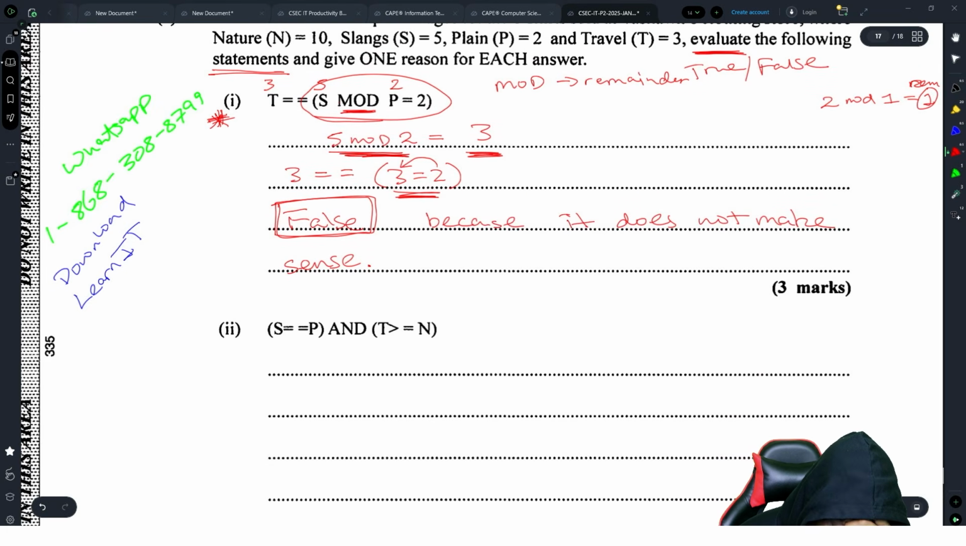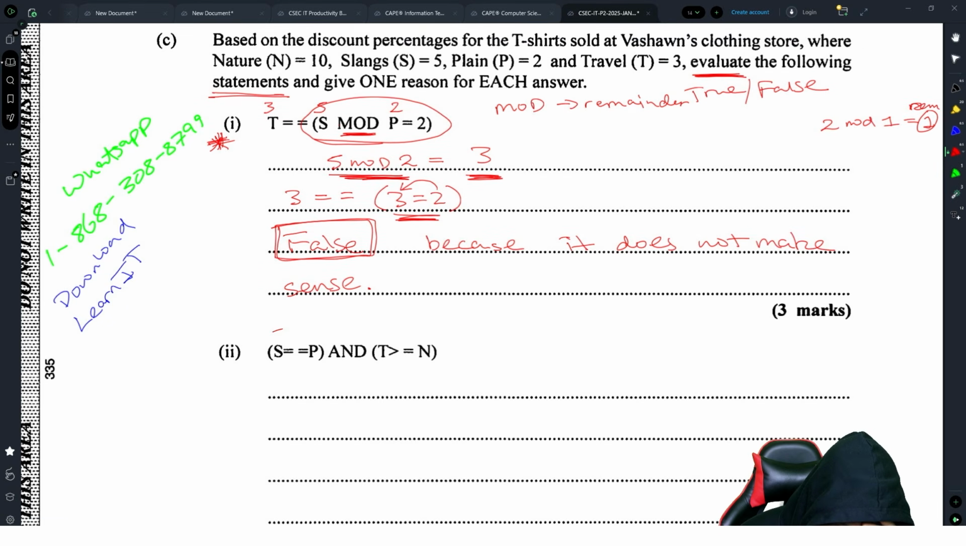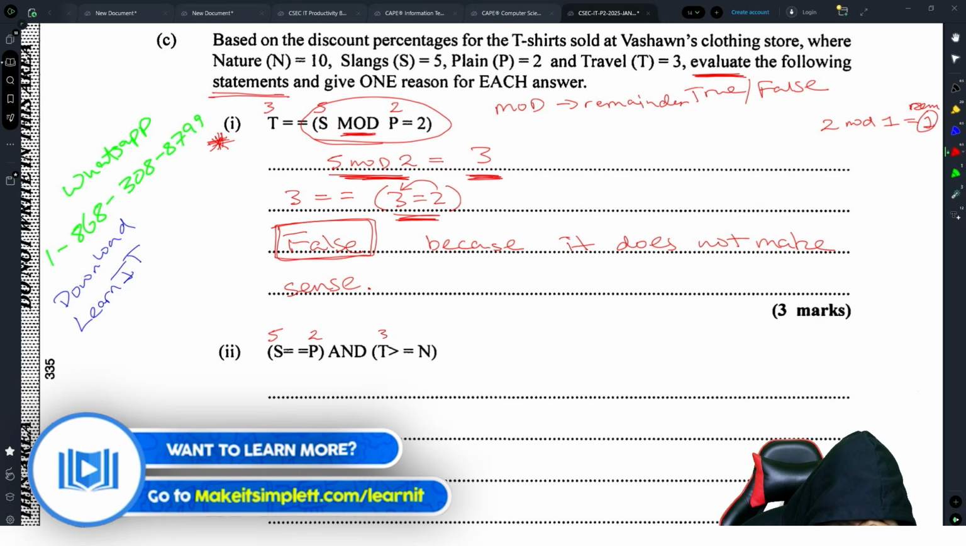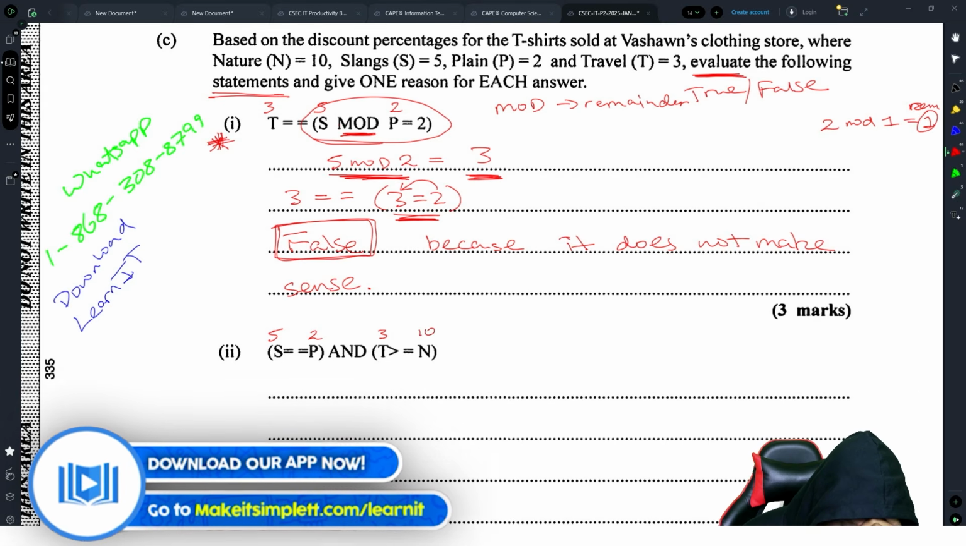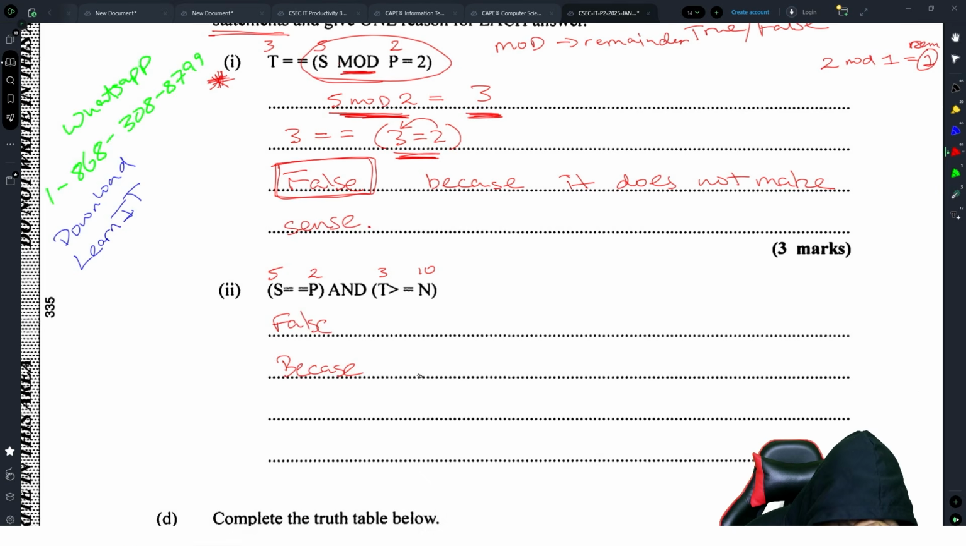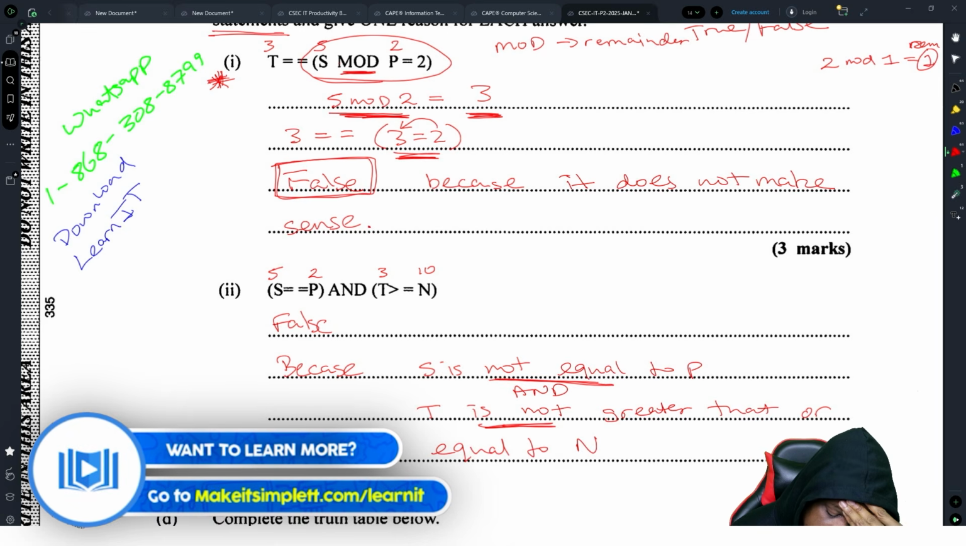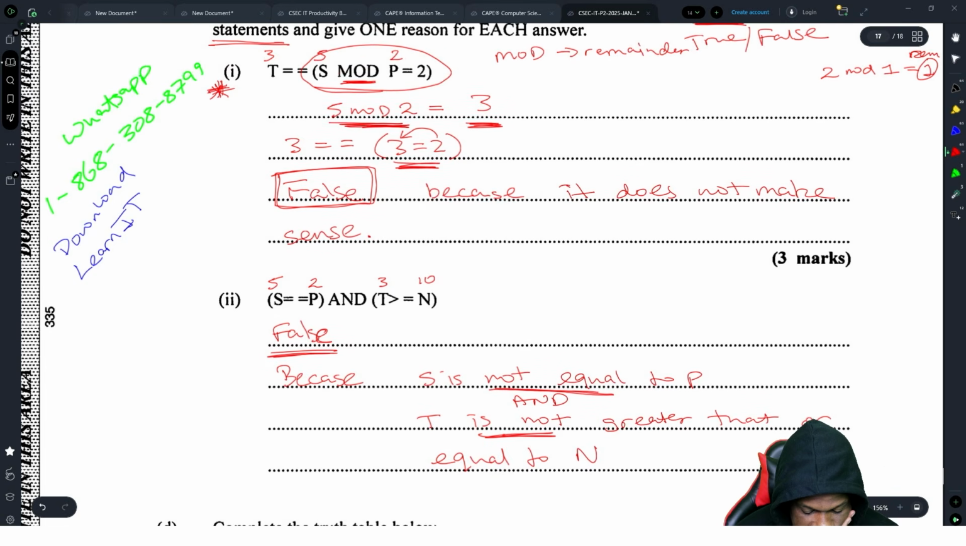Right. S is equal to P and T is greater than or equal to N. So what is S? S is 5 and P is 2. T is 3 and N is 10. This is false because S is not equal to P and T is not greater than or equal to N. So that's just false. Alright, so both of them will be considered false, and yeah, this was weird.